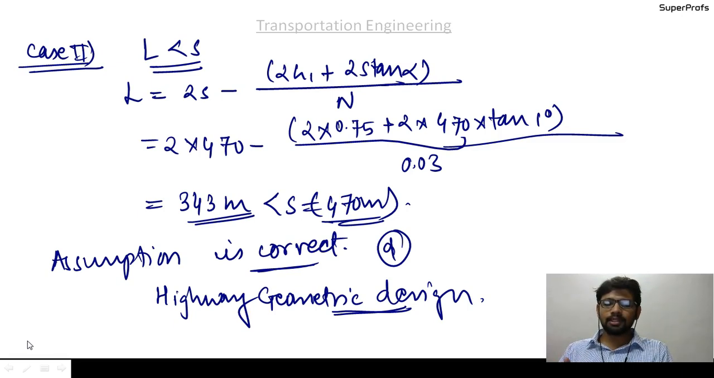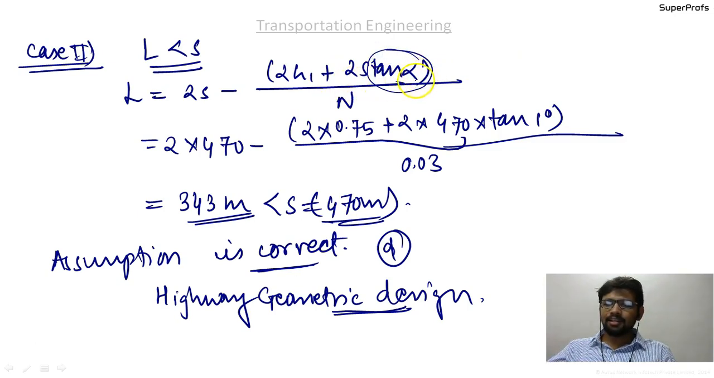concepts. For example, if it is a summit curve, then this particular term cannot be involved, the tan alpha, because in case of a summit curve, alpha is never a consideration, because alpha comes in when the headlight sight distance comes into the picture. So it is very clear that this cannot be a formula for headlight sight distance. You should keep it in mind in this way. This is the same pattern.